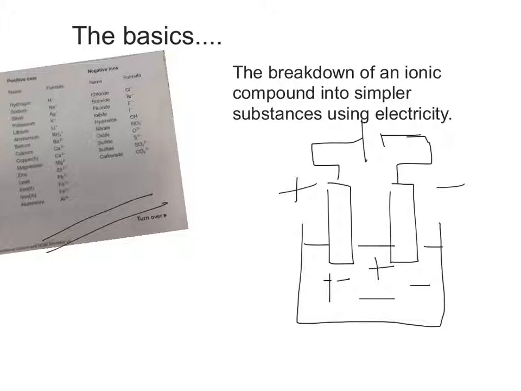When the circuit is complete and the power supply is on, the negative ions will move towards the positive electrode and the positive ions will move towards the negative electrode.